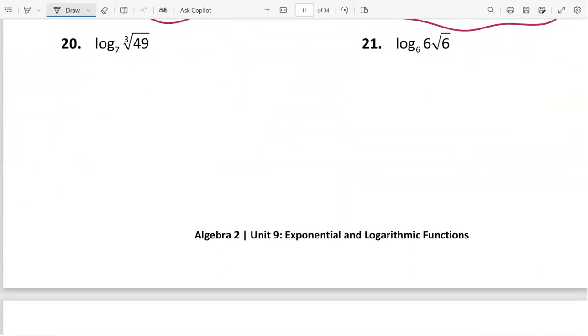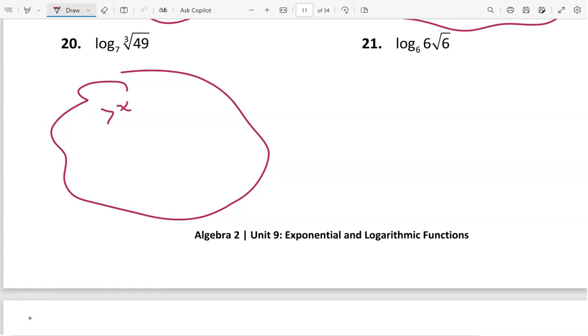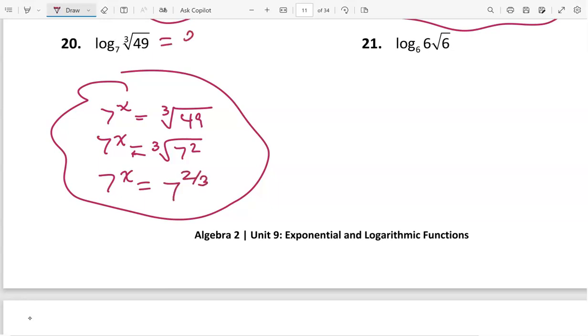All right, in 20, we have a base 7 raised to an unknown exponent equals the cube root of 49. So 7 raised to the x is equal to the cube root of 7 squared, and the cube root of 7 squared can be re-expressed as 7 raised to the 2/3 power. So the value of this logarithm is 2/3.